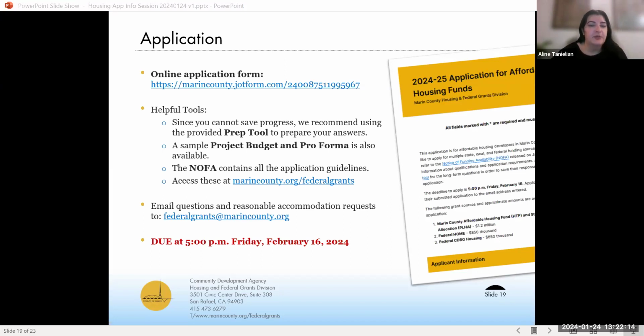Some helpful tools that we want to point out to help you with the application. Since the application is an online form, you won't be able to save your responses, and there's a number of narrative-based responses. So we've developed a Word document prep tool that's also linked on the website that you can use to draft your responses and think through before you actually submit online. We also have a sample budget and pro forma linked on the website. And the NOFA, the Notice of Funding Availability, contains all the information from this presentation as well as additional details. All of that is linked on the website.